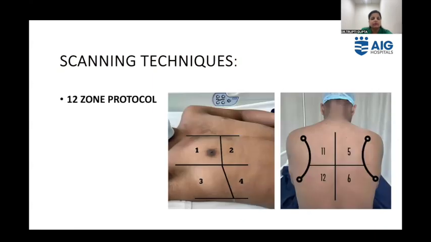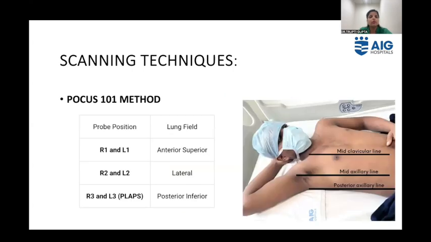These 8 and 12 zone protocols are very cumbersome and time-consuming, but they give a very detailed examination, whatever we want. Coming to another method called the POCUS 101 method. This is more commonly followed by ICU clinicians as well as ER clinicians. Here they use points called R1, R2 and R3 on the right side of the chest, L1, L2 and L3, which is on the left side of the chest.